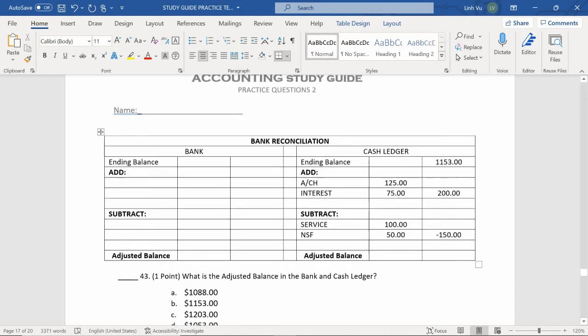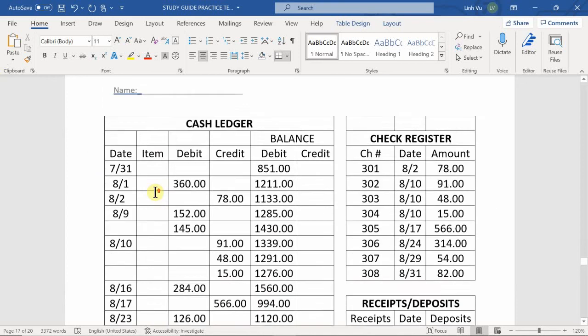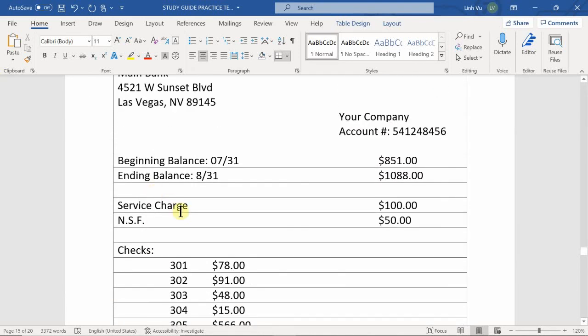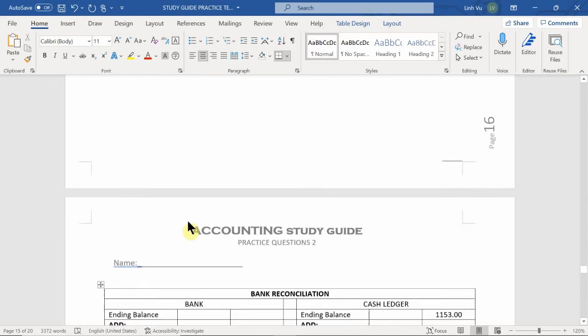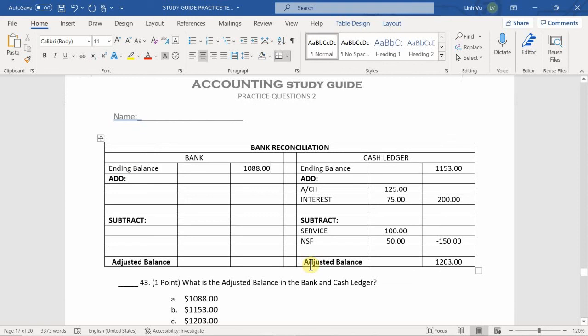Okay, so what's my total ending adjusted balance? It is 1,203. Okay. We can't stop there because we need to verify that it matches the bank. So what is my ending balance in my bank account? Check that out. $1,088.